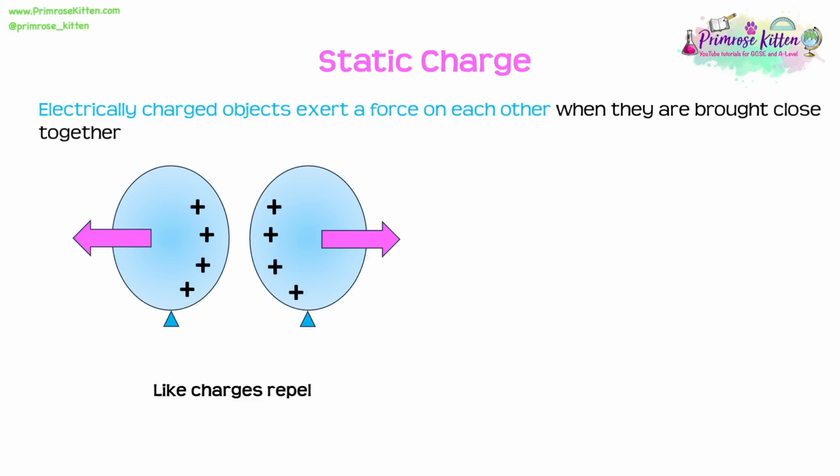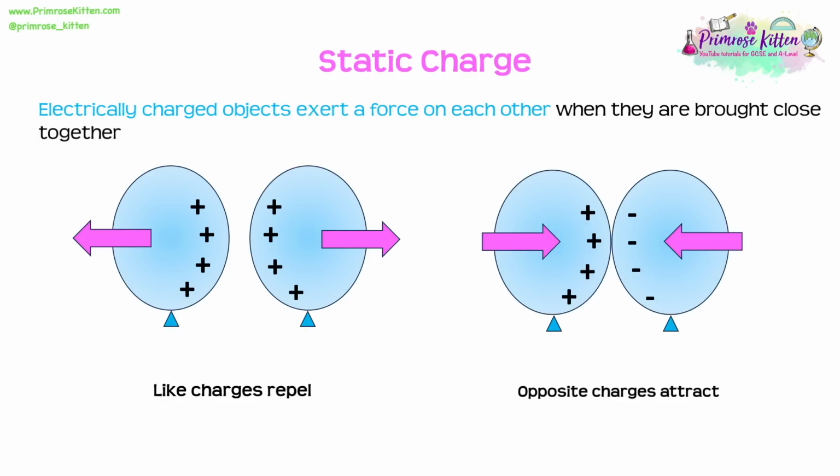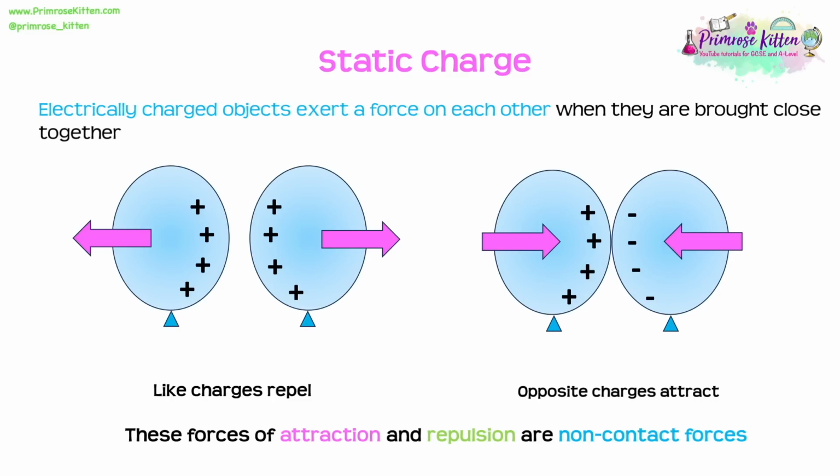Now, electrically charged materials will exert a force on each other when they get brought close together. Now, it's important that we know that like charges repel each other, just like these two positively charged balloons. We can observe that they will be pushed apart. However, opposite charges attract. So if one balloon was positively charged and the other was negatively charged, they would be pulled together. Now, these forces of attraction and repulsion are examples of non-contact forces, because the force is felt even without them touching each other.